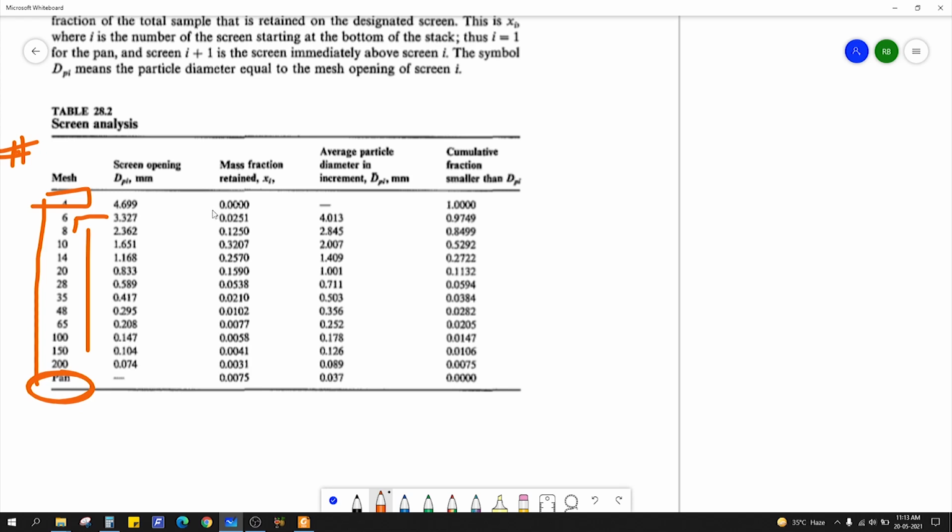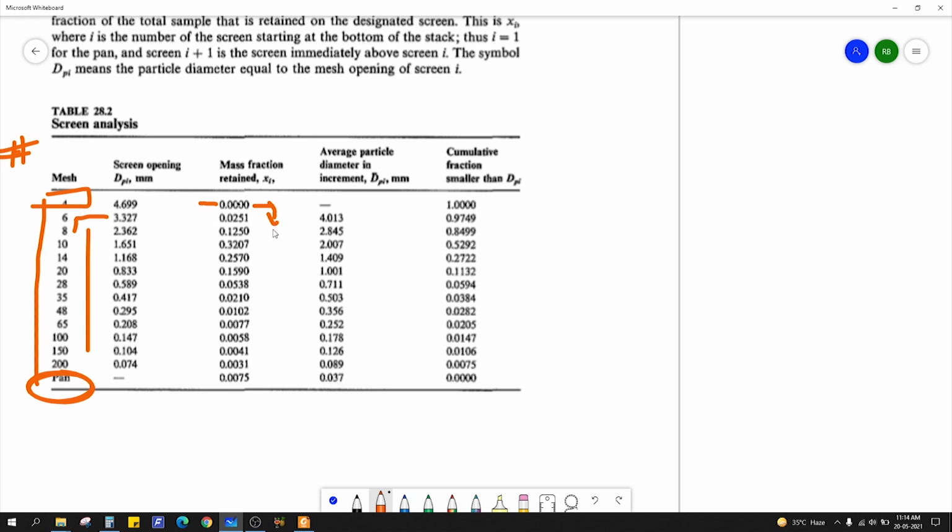Okay, so let's say the mass fraction is given. On the first mesh, on the first screen, it is 0, because it is assumed that no particle is collected or retained on the mesh 4, so it is 0. Then on the next, mesh 6, some particles have been retained, so it is 0.0251. This is the mass fraction.